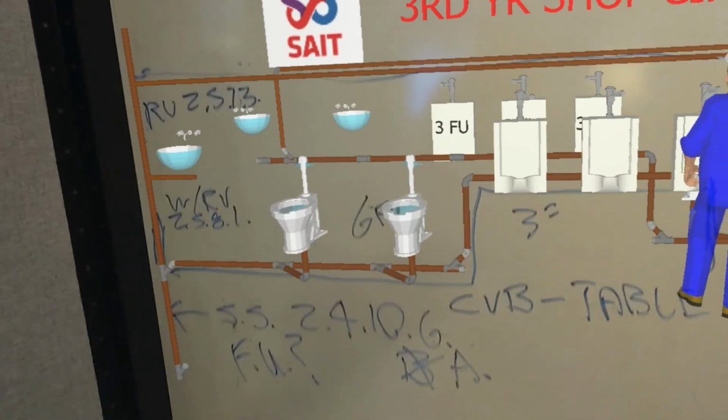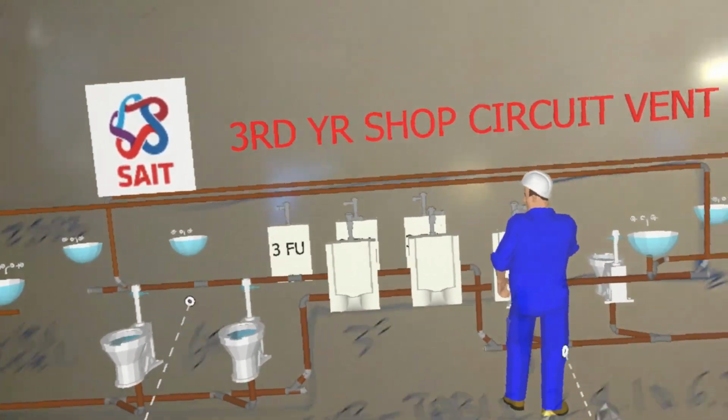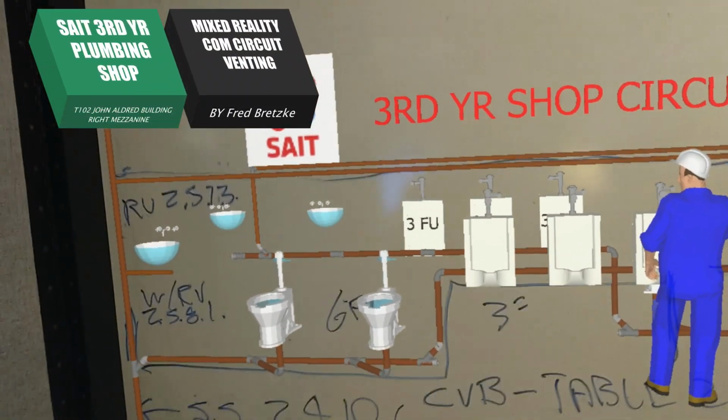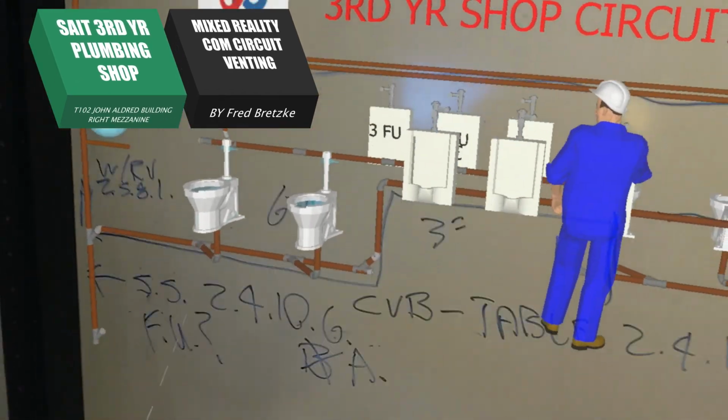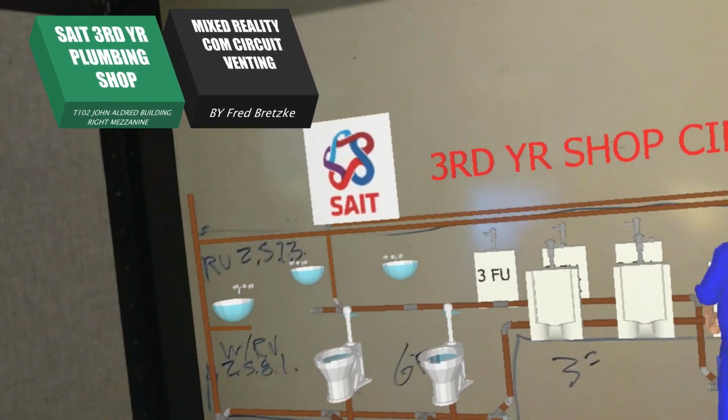So that's just a little bit of commercial circuit venting. That's what we're going to do in our shop if we do it on the right hand side. If we do it on the left hand side, it'll be like my other animation, which is a little bit easier.